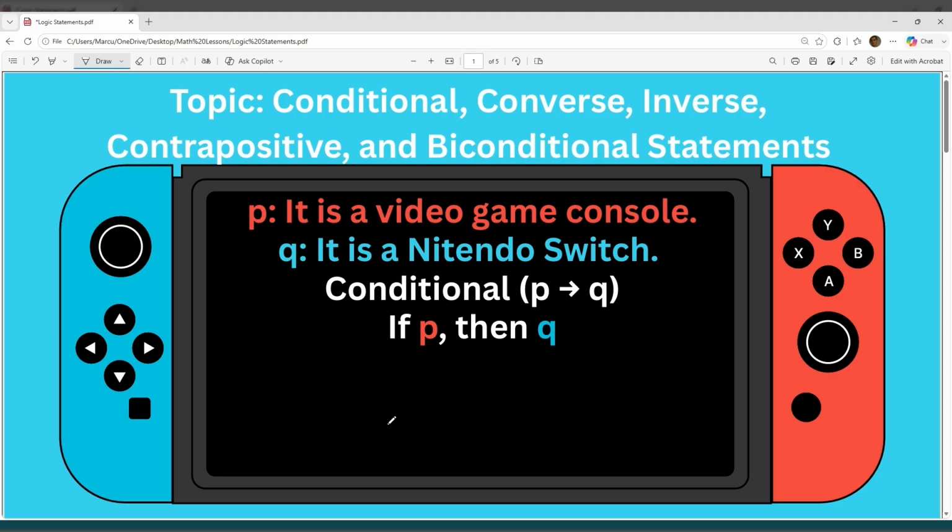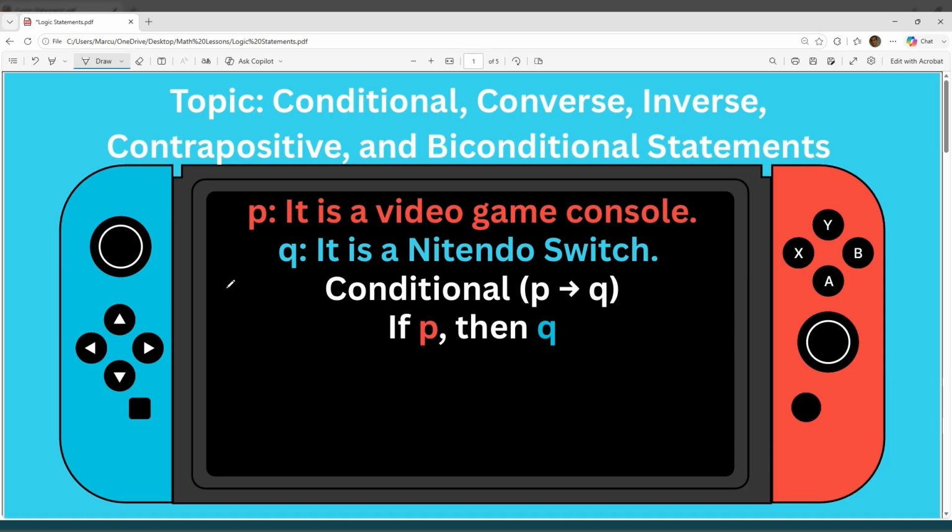Given the hypothesis P, it's a video game console. Then you have the conclusion Q, it's a Nintendo Switch. So the conditional statement is written here: parenthesis P, arrow, Q, close parenthesis. This means that if P, then Q. So whenever you see this, that's what it means. If P, then Q.